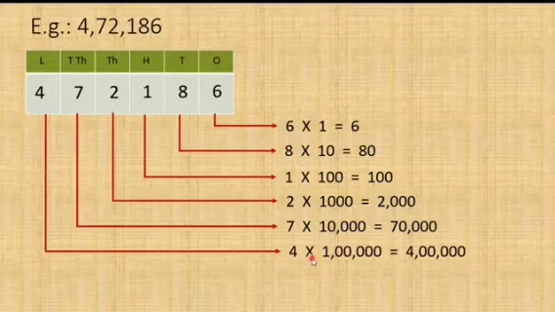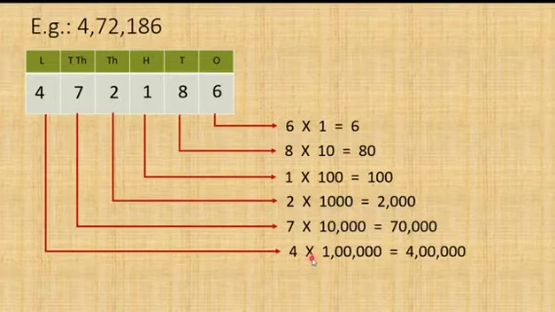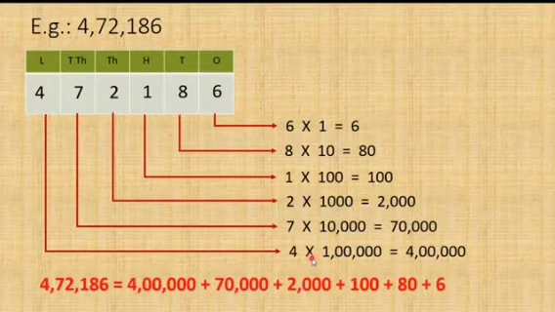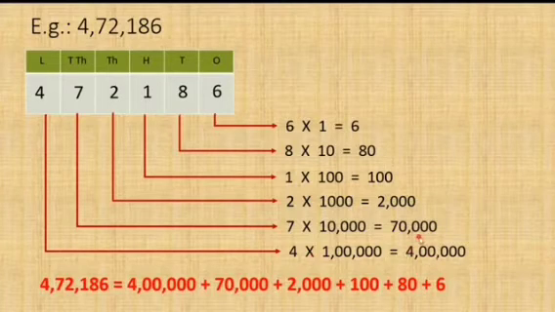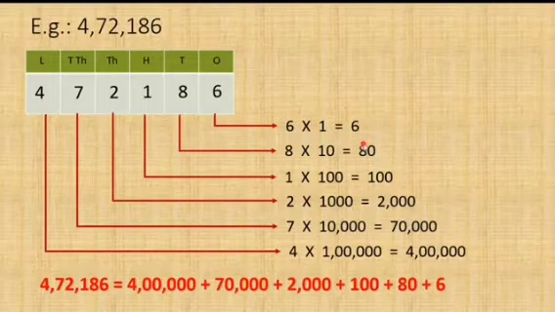Now this doesn't end here. We have told that we will take out all the place values of individual digits and then represent them by adding each digit. So the expanded form of 4,72,186 is equal to 4 lakh plus 70,000 plus 2,000 plus 100 plus 80 plus 6. Understood, children? Now we'll go on to understand this with another example.